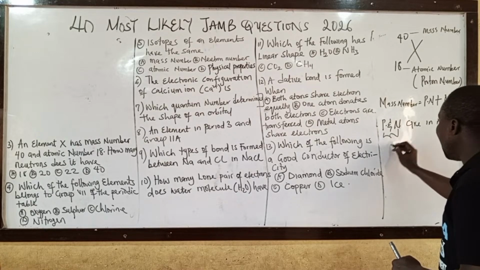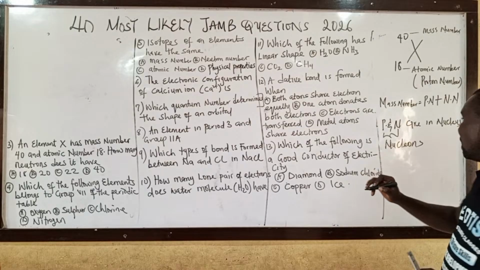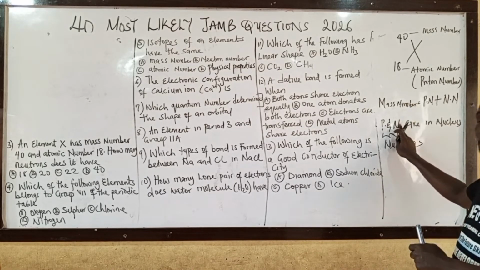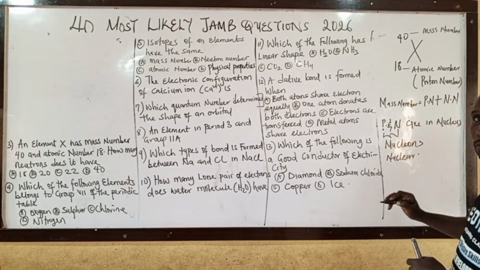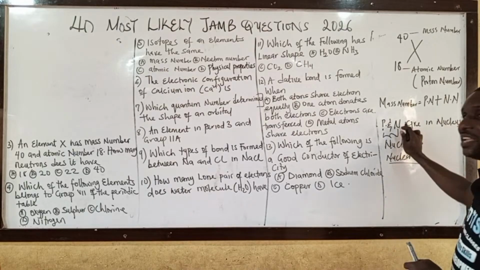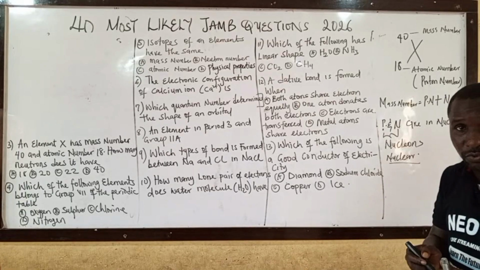The two of them are called nucleons. And the force that occurs between proton and neutron is the nuclear force. Take note. Neutron is heavier than what? Proton. Take note of that.